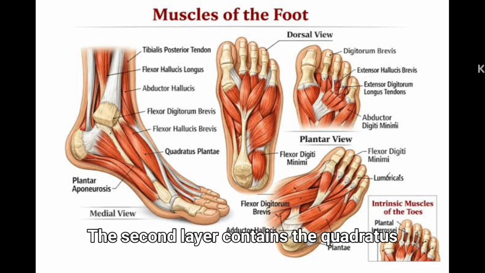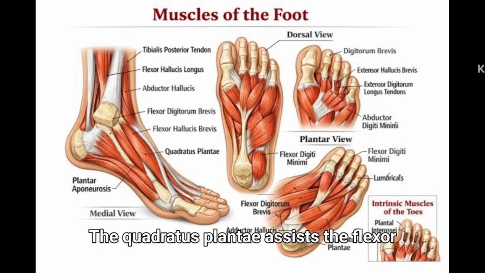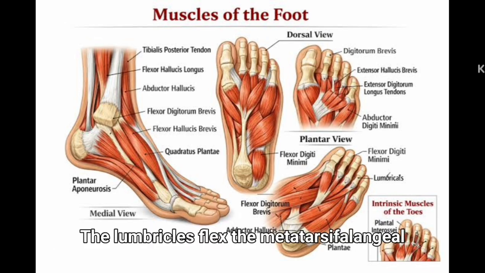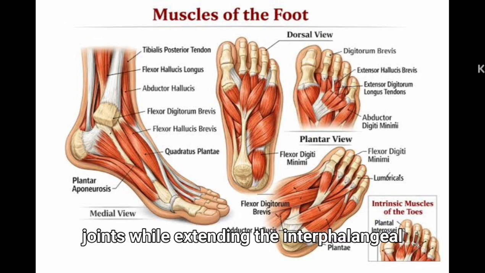The second layer contains the quadratus plantae and the lumbrical muscles. The quadratus plantae assists the flexor digitorum longus by improving the direction of pull during toe flexion. The lumbricals flex the metatarsophalangeal joints while extending the interphalangeal joints.